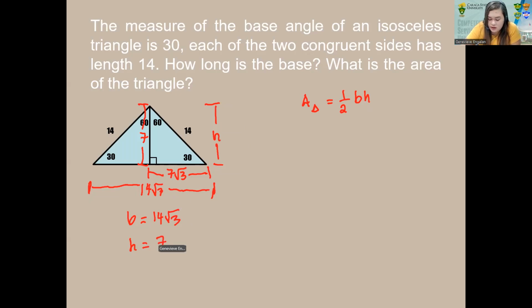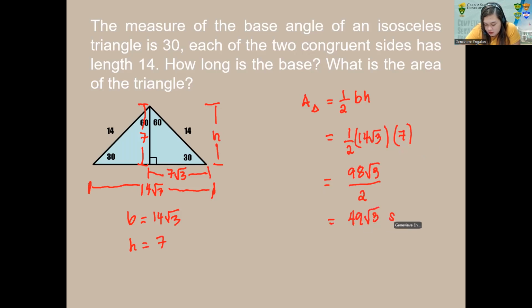So ang area sa triangle will be 1/2. Ang base is 14 square root of 3. Ang height times is 7. So you have 98 square root of 3 over 2. So you have 49 square root of 3 square units. Okay, nasabtan?